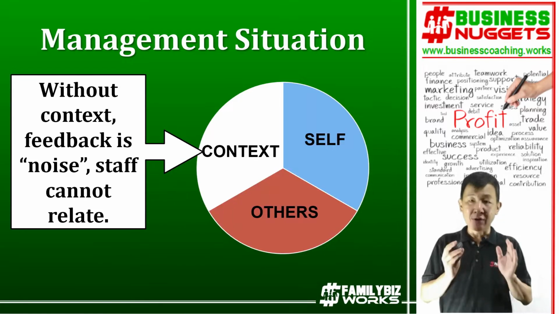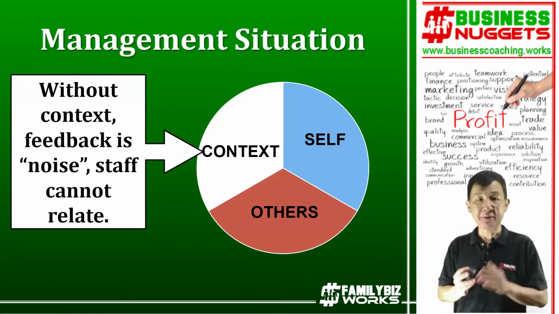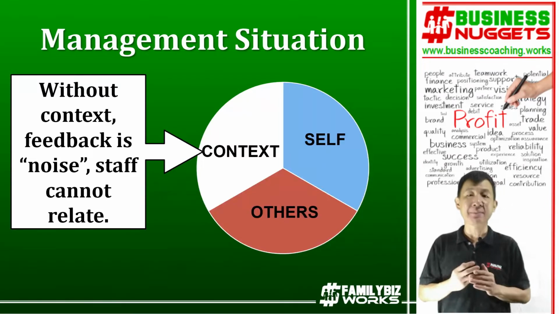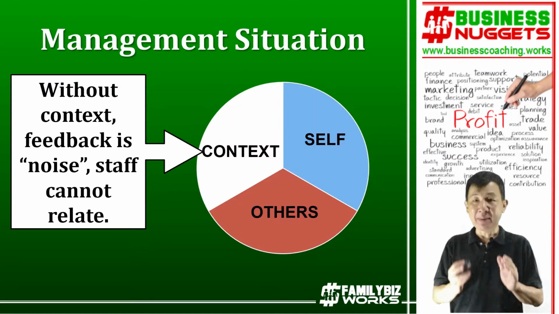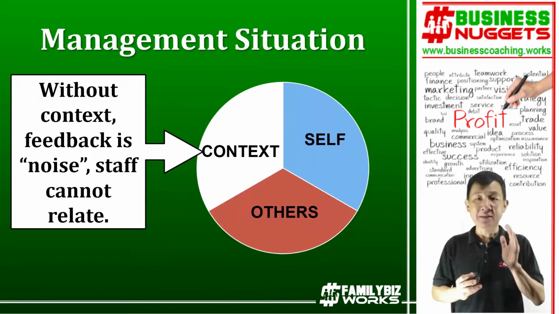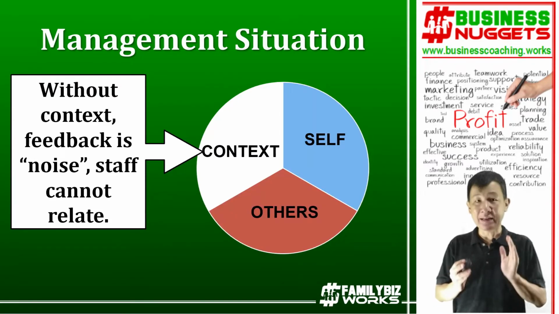Number two, in a management situation, where a manager is trying to give feedback to his subordinate. Without context or clarity of why the feedback is being given, staff hear it as noise they can ignore because they can't relate to the feedback being given. In this case, if the manager prepared the staff by explaining the reason for the meeting and the feedback, the staff will be able to relate better and accept it better.